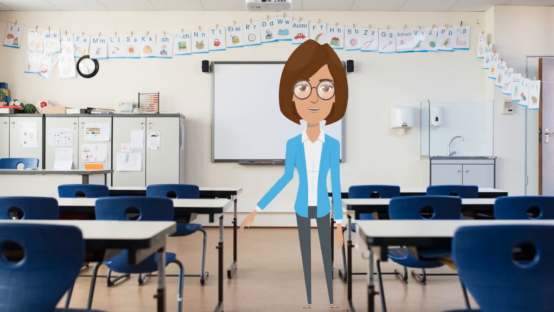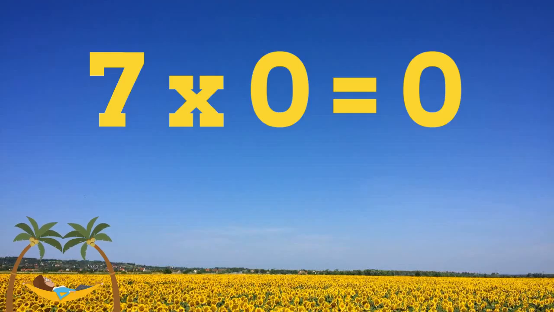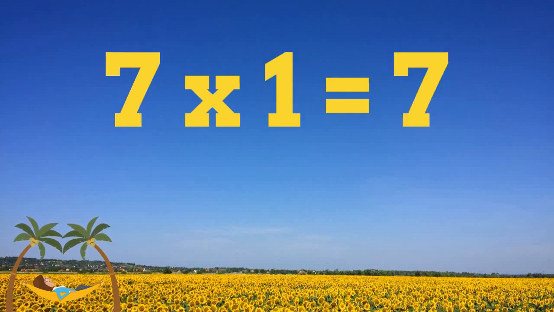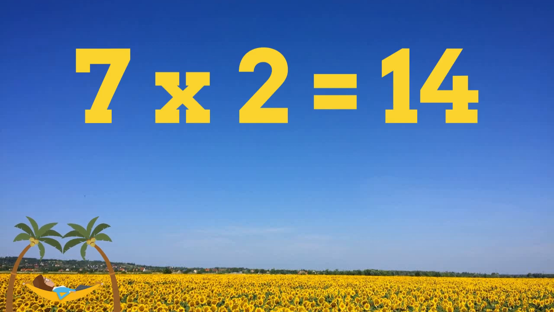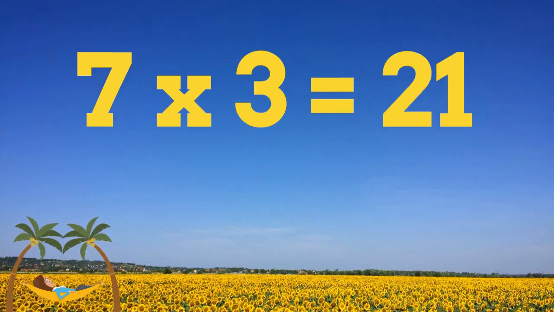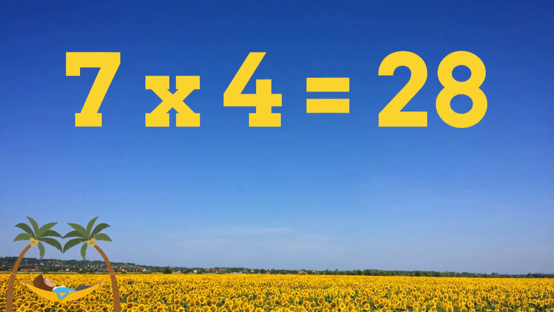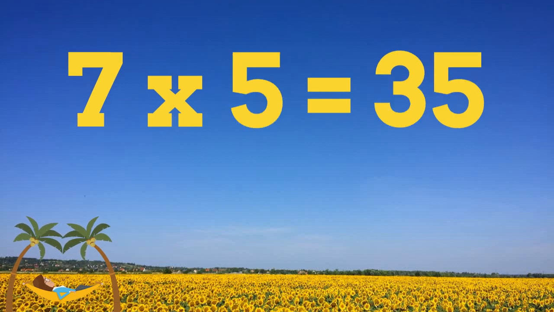I will now begin the numbers multiplied by 7. 7 times 0 is 0. 7 times 1 is 7. 7 times 2 is 14. 7 times 3 is 21. 7 times 4 is 28. 7 times 5 is 35.